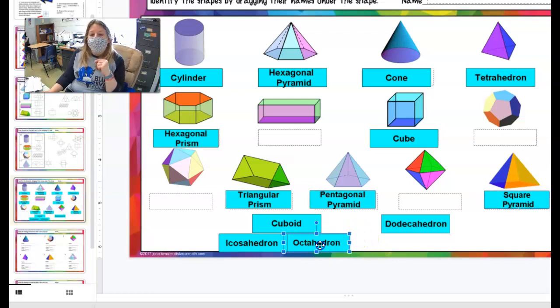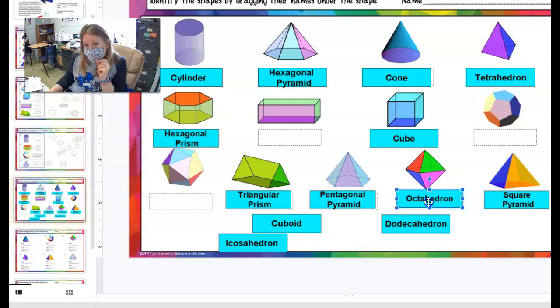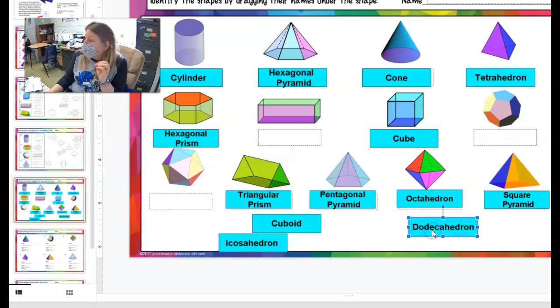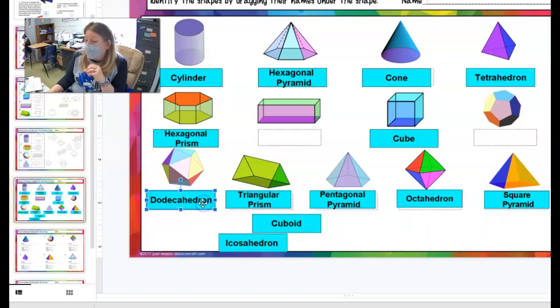Okay, octahedron is something with 8 sides. I know that. So that goes here. Tetrahedron was 4 triangles. Octahedron is 8 triangles. So dodecahedron, how many triangles do you think that one has? More? 12. Remember, dodecagon was 12-sided. So dodecahedron is a 12-sided 3-dimensional shape.